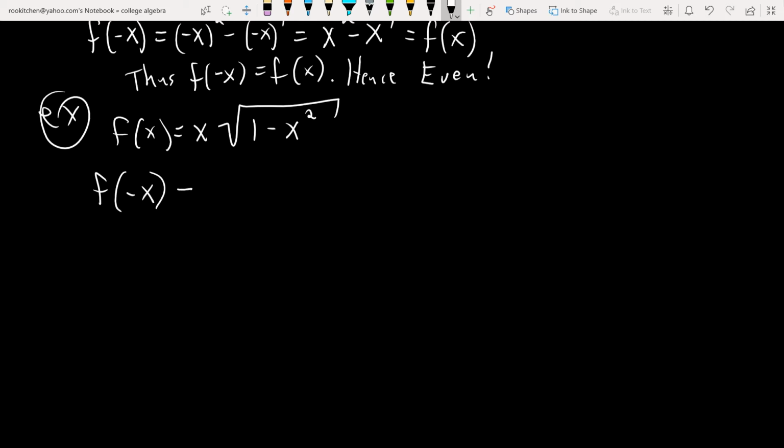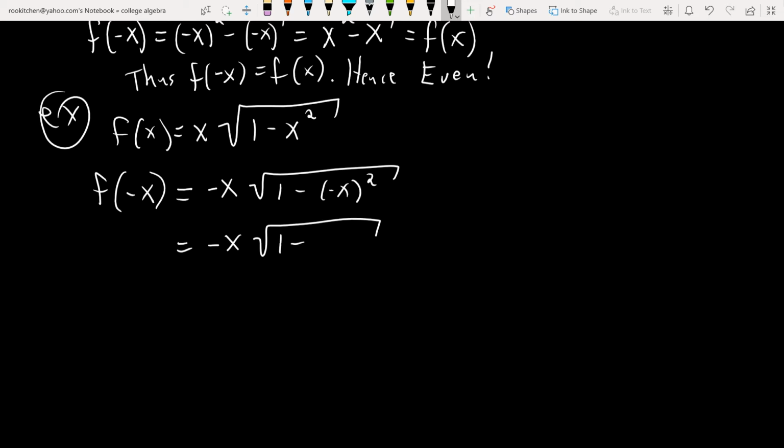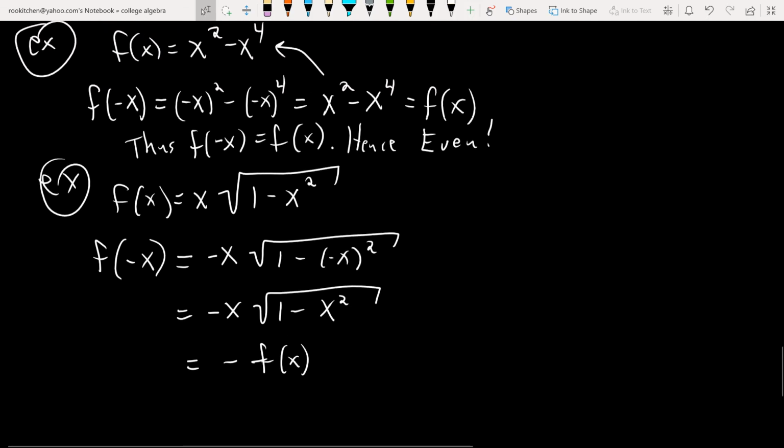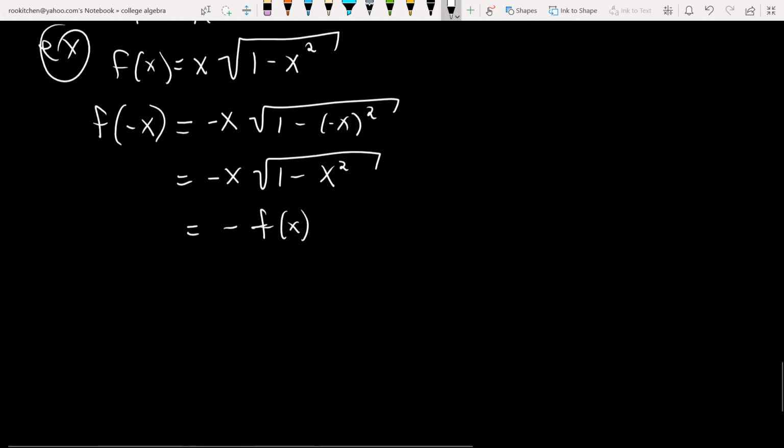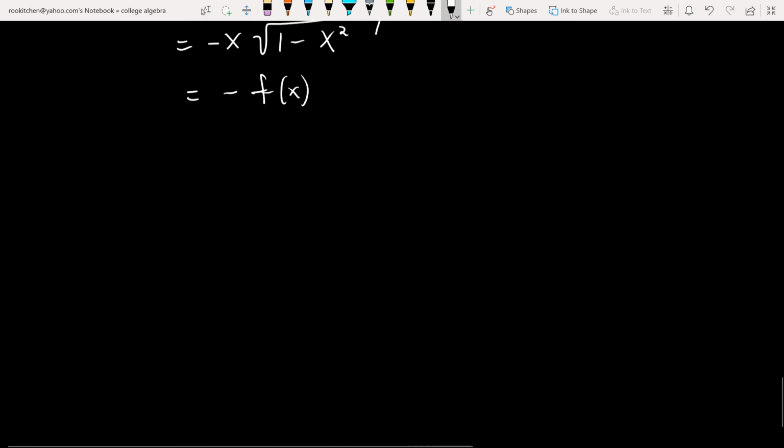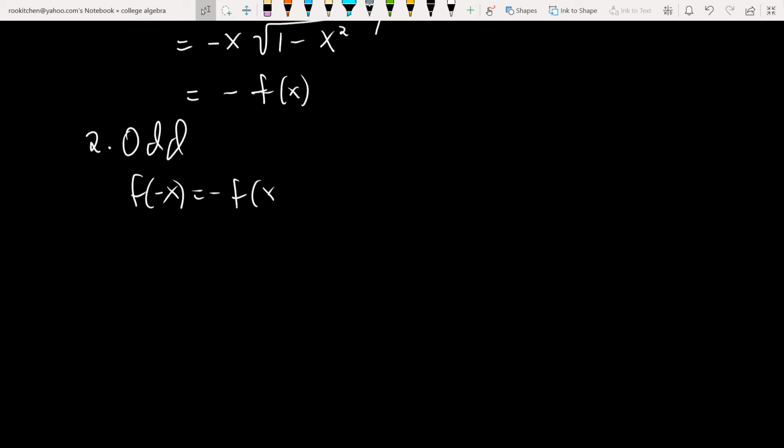So see what f of negative x is. I'm replacing x everywhere with negative x, so negative x times the square root of 1 minus negative x squared. And negative x squared is just x squared. And then what is this? Well, this is just a negative times f of x. And that turns out to be the test for oddness. So the other test, which I neglected to write down, is odd if f of negative x is equal to negative f of x. And that's what we just got.